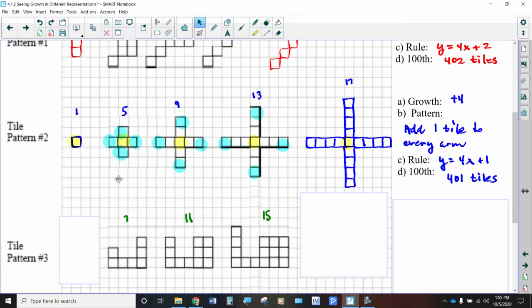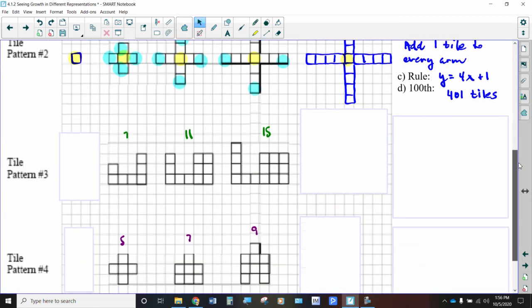So if you picture the 100th figure, you're still going to have that 1 in the middle, but you're going to have 400 total tiles going around it, because you have 100 in this one, 100 in this one, 100 in this one, and 100 in this one, for your 401.